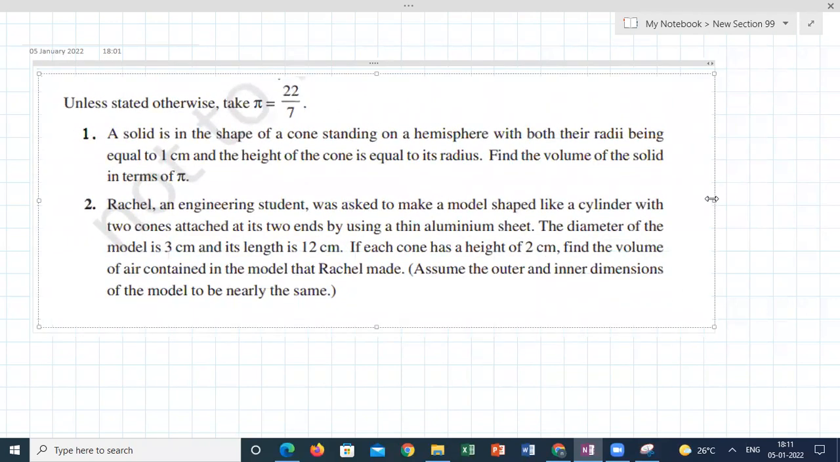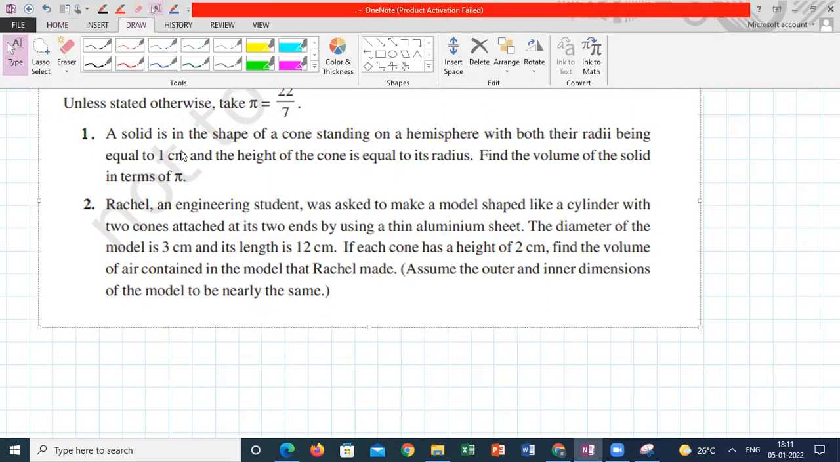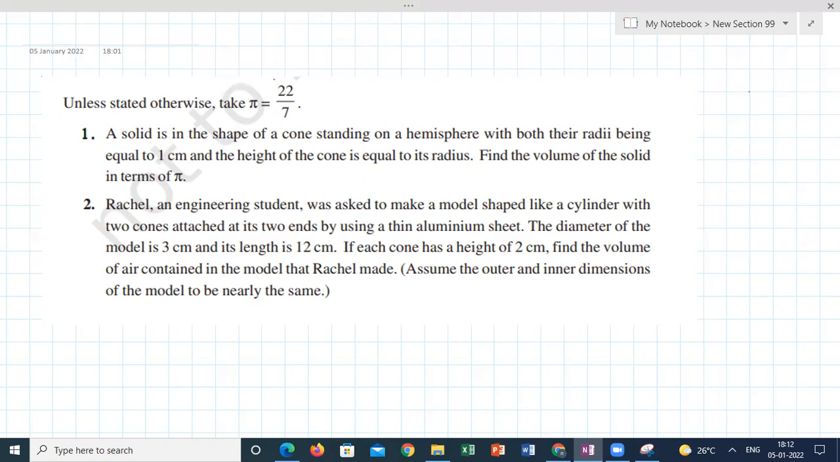A solid is in the shape of a cone standing on a hemisphere with both their radii being equal to 1 centimeter, and height of the cone is equal to its radius. So first of all, we have to depict a figure which is representing this data. So there is a cone and it is standing over a hemisphere.